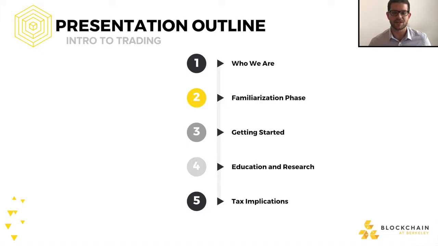Next is education and research. A lot of people will be throwing money at some of these things, but they don't necessarily understand what's going on or where the space is headed. And so that's our general goal in this section. Lastly, we're going to be covering some tax implications. We realize that a lot of people are confused by a lot of this legal gray area, tax gray areas, so we're going to be briefly covering that as well.